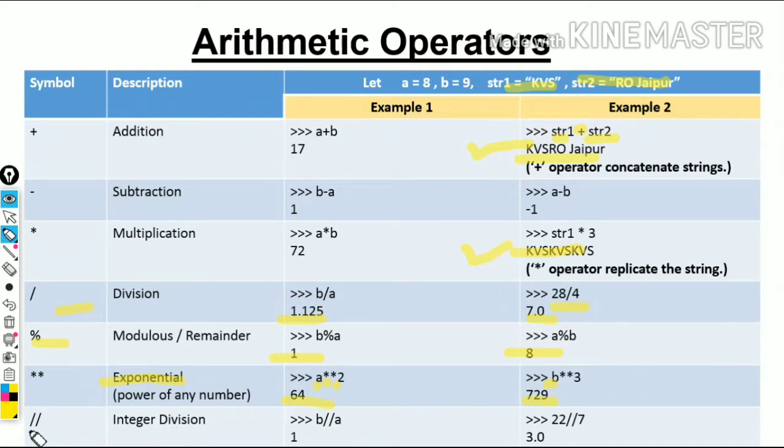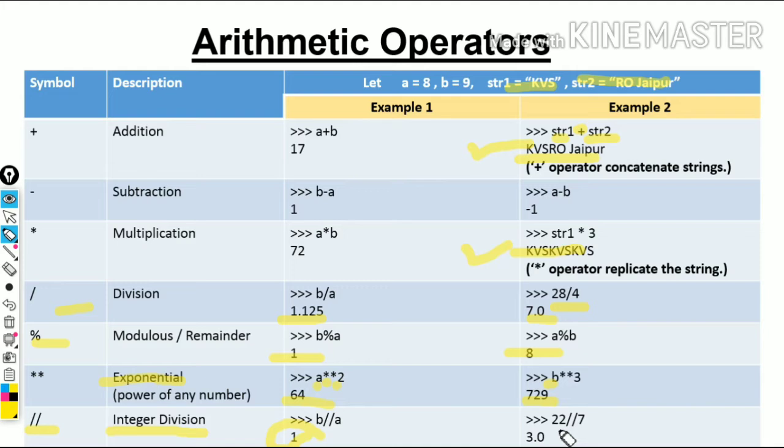Now the last one in arithmetic operators is integer division, the double slash operator. b integer division by a, b is 9, a is 8. 9 divided by 8 will give 1.125. But integer division says the result will come only as an integer value, a whole number. So our result will be only 1.